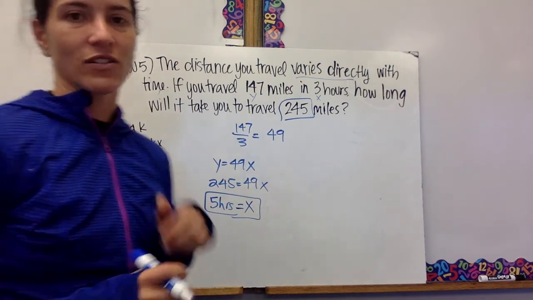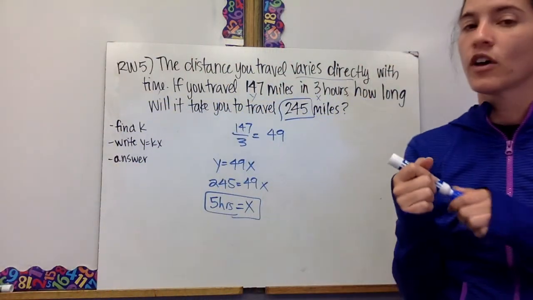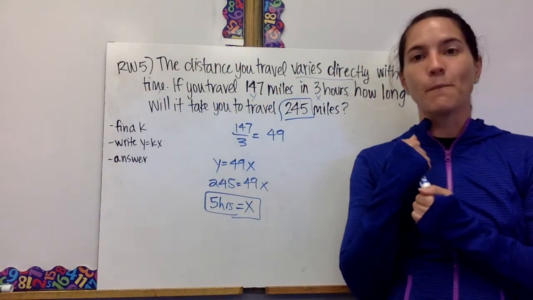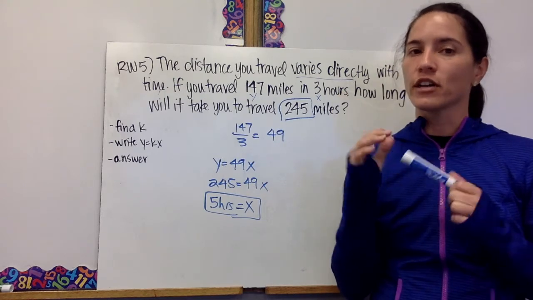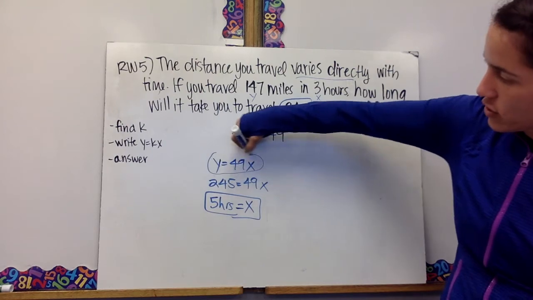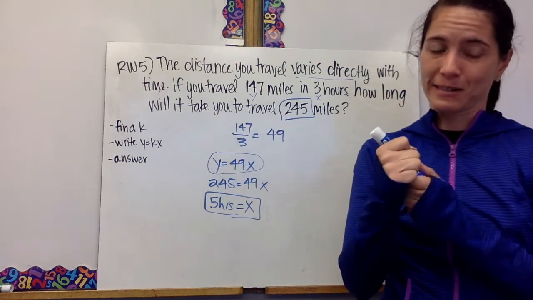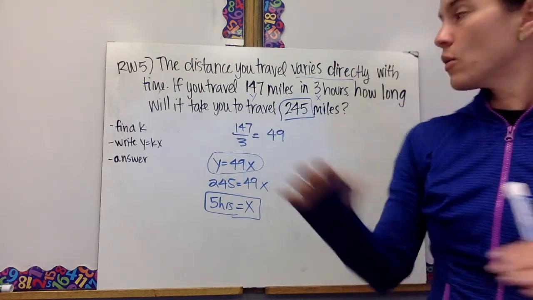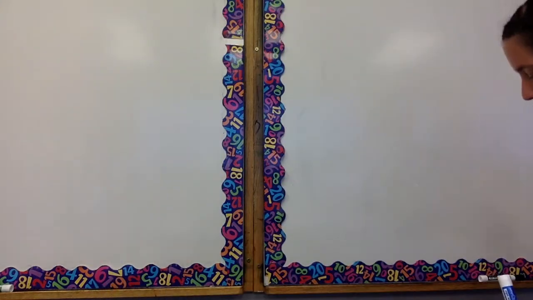Again, you could have set up some sort of proportion to solve it, but when asked for a direct variation equation, you have to be able to give this equation in the form of y equals kx. Okay? So on the last problem, you have a U-try.